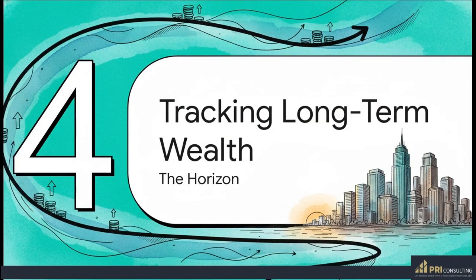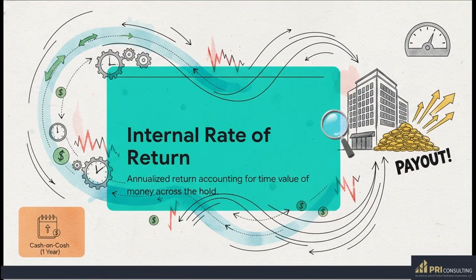Section 4. Tracking long-term wealth. The horizon. Now we're going to look past single-year snapshots and focus on the entire horizon of the investment. Our fifth pillar is the internal rate of return, or IRR. This is the annualized percentage rate of return earned on each dollar invested for the exact duration of the holding period. Essentially, it accounts for the time value of money.